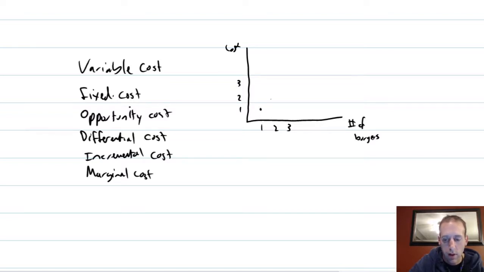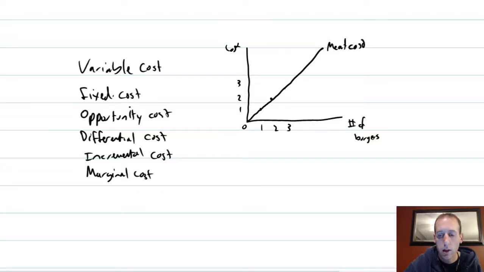And so if I'm to graph that, it's going to look like this. And 0 burgers, $0 of meat. This is the meat cost, and this is a variable cost. One more burger means $1 more of meat. One less burger means $1 less I need to spend on meat. This is a pure variable cost. A pure fixed cost is one where the cost doesn't change no matter how much or how little I produce.